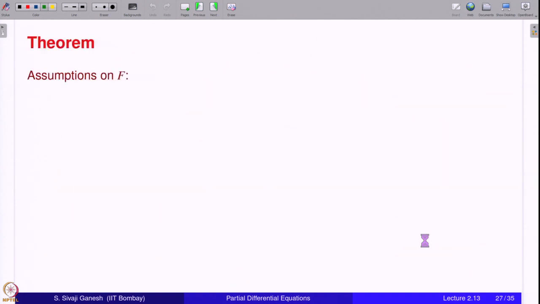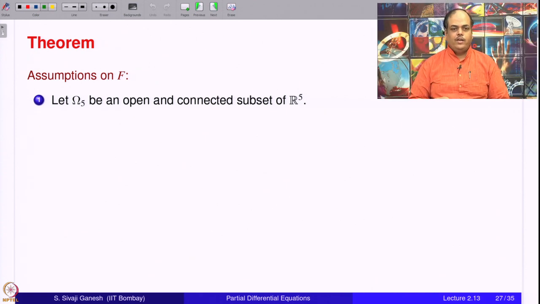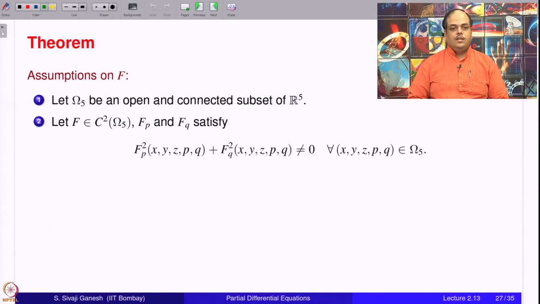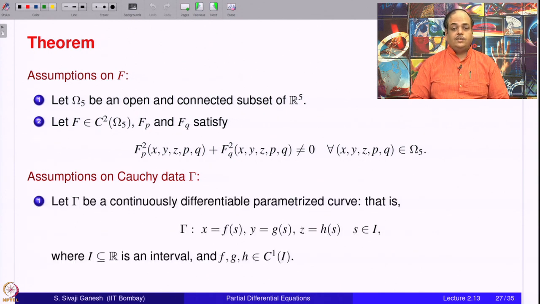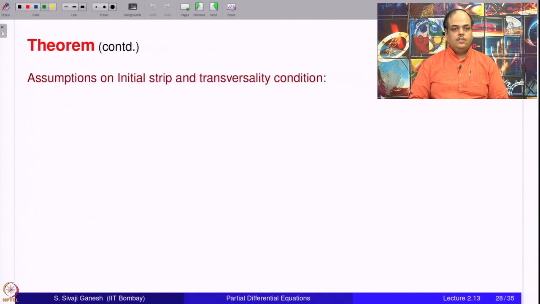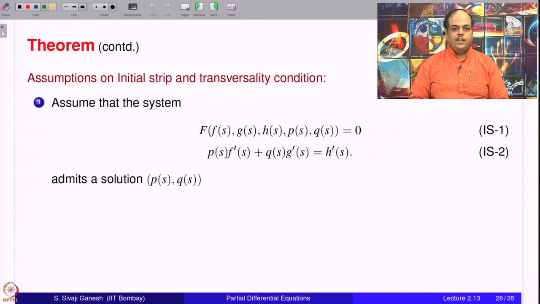So, what is the theorem? Assumptions on f: omega 5 is an open set, connectedness is not required, open set. Let f be a C2 function, that we cannot dispense with. f_p and f_q satisfy that both of them cannot vanish simultaneously at any point of omega 5. Assumptions on Cauchy data: f, g, h are C1 functions, so no need of C2 functions, just C1. And assumption on initial strip and transversality condition.